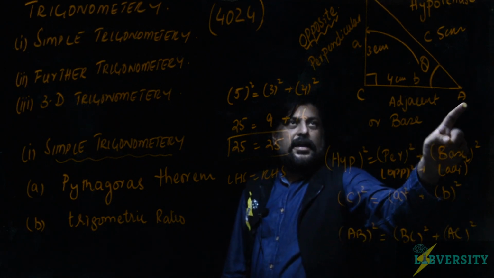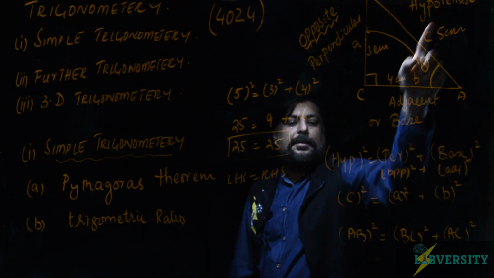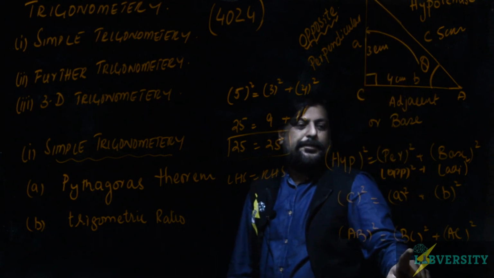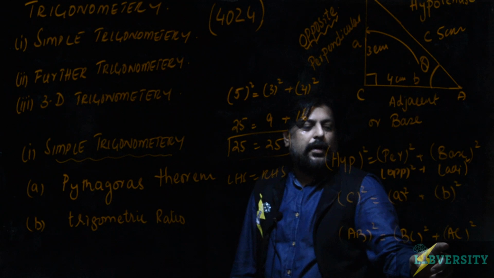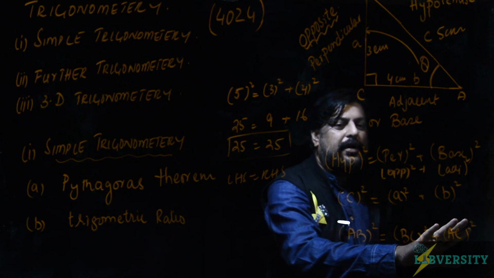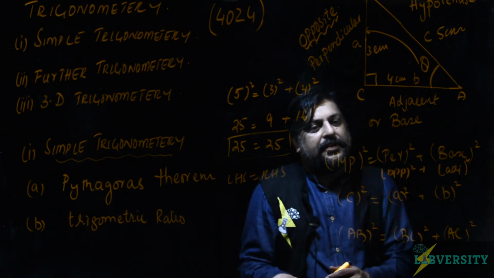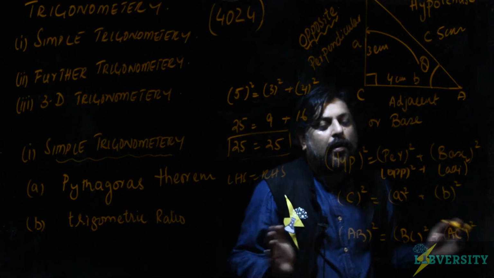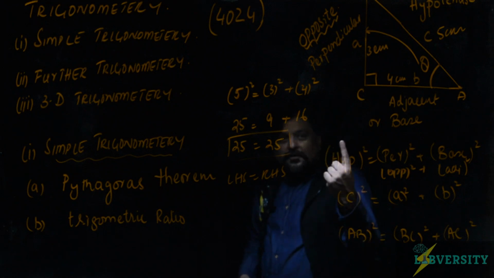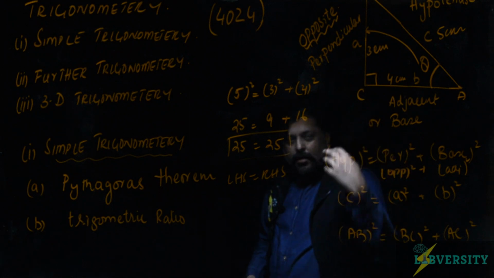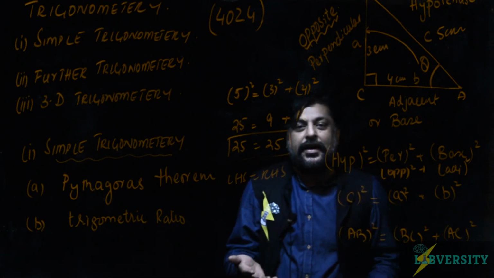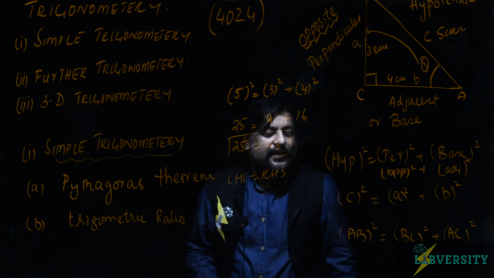Or some people write AB, which is again the length of the hypotenuse, AB squared is equal to BC squared, which is perpendicular, plus AC squared. And if you write base first and afterward perpendicular, no issue. Same thing. Hypotenuse square is equal to base square plus perpendicular square, or perpendicular square plus base square. And one of the uses is, if we are given all three sides of any triangle, we can prove whether it is a right angle triangle or not, like we did in this case.